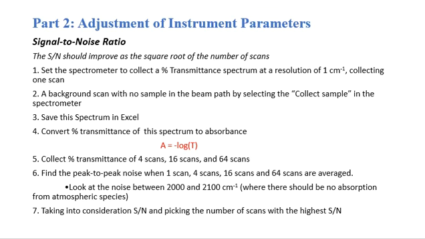Step 6, to find peak-to-peak noise for 1 scan, firstly you need to find the highest and the lowest point in the spectrum of 1 scan in the noise region between 2000 and 2100, and then you just take the highest point minus the lowest point. And the same way you also find the peak-to-peak noise for 4 scans, 16 scans, and 64 scans.